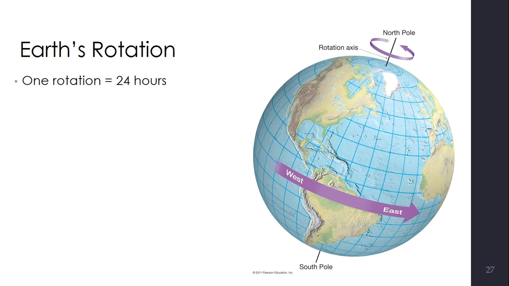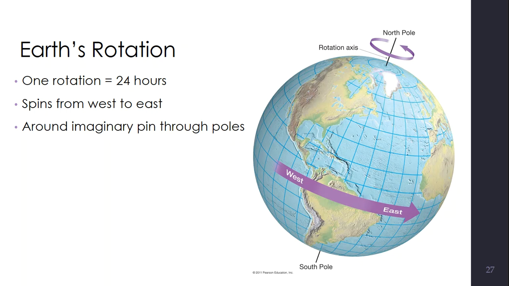So the Earth's rotation: the Earth rotates once in 24 hours. It spins on its axis, which goes from the North Pole to the South Pole, and that's why those are the poles. And it takes 24 hours to do so, and that's one of our days. It spins from west to east, which is why our sun sets in the west and rises in the east. And again, it spins around this imaginary pin through these poles.